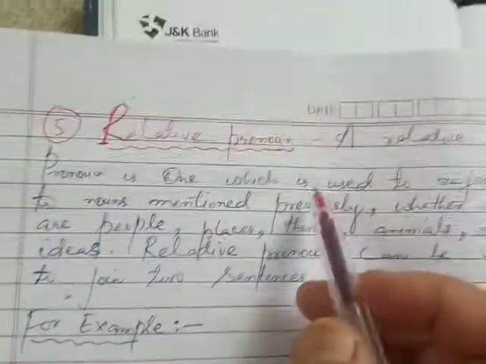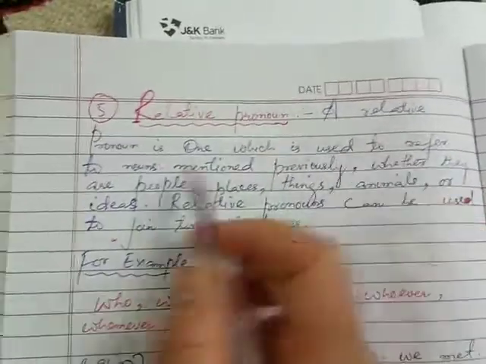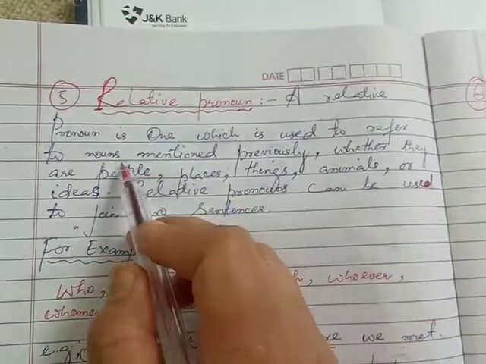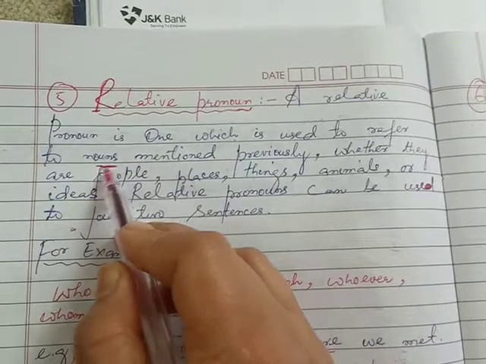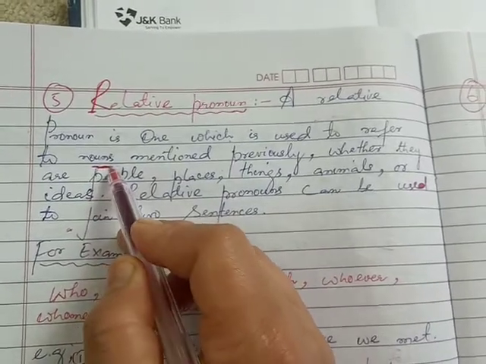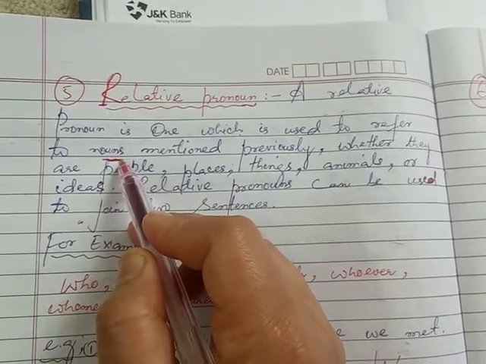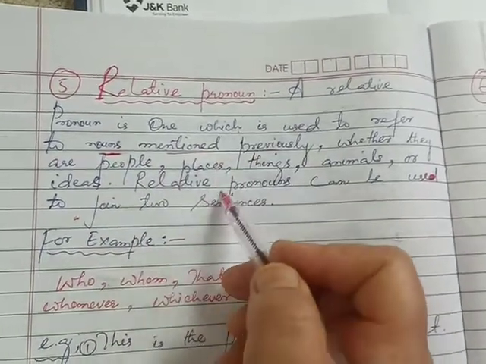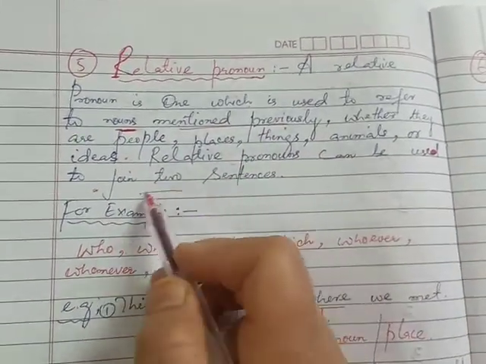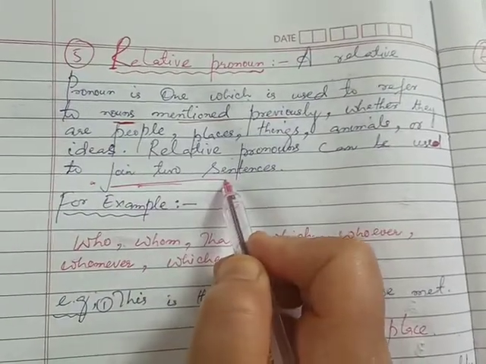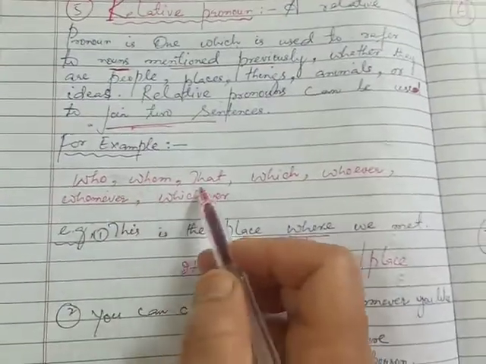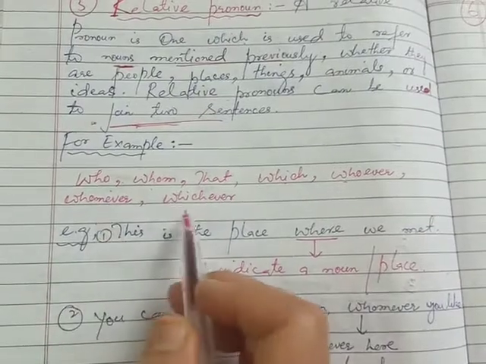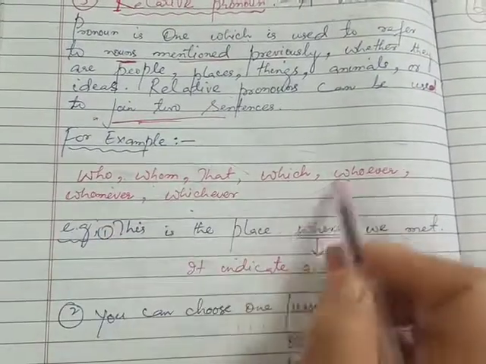Look here, my dear students. Relative pronoun: a relative pronoun is one which is used to refer to nouns. It talks about people, places, things, animals, or ideas mentioned previously. Relative pronouns can also be used to join two sentences. For example: who, whom, that, which, whoever, whomever, whichever.